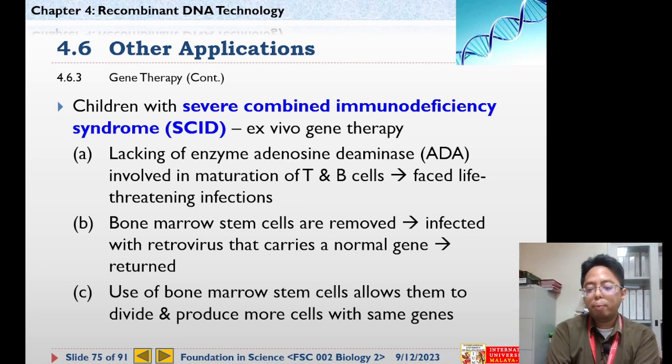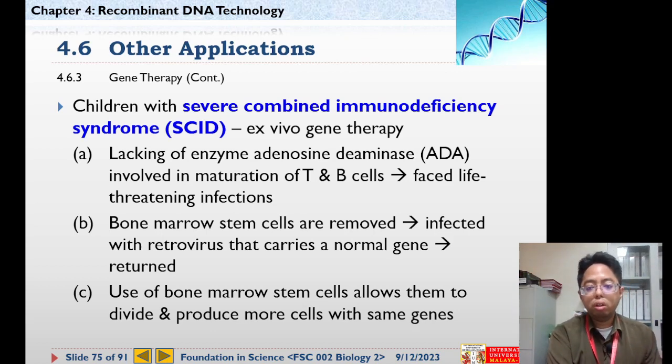Why? Because they do not have the enzyme adenosine deaminase (ADA). This is a very important enzyme that causes the T and B cells to mature. These T and B cells are the ones that attack or defend your body from any pathogen. If they don't have this, the whole life will be unprotected.